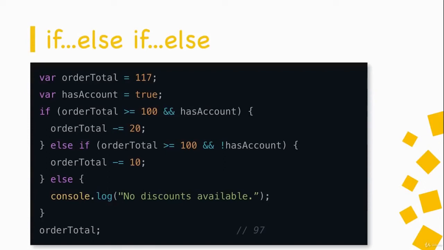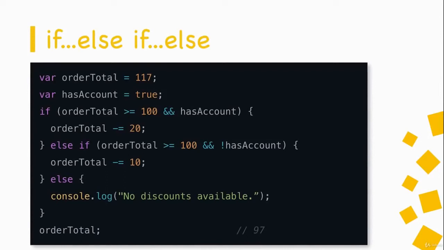The second condition is hasAccount. Now here's the cool thing. We actually don't need to say hasAccount is strictly equal to true, because hasAccount strictly equal to true is the same as hasAccount. Because hasAccount is a boolean, we can just use it directly, because if it's a boolean true, then it will be true. If it's false, then it will be false. So we don't need to define an actual comparison in this case. We just need to type in the variable name, and that will be enough.